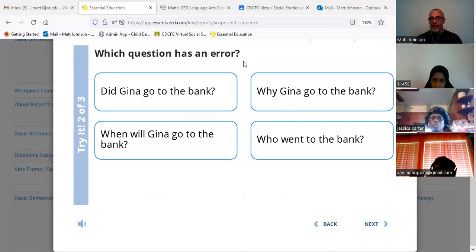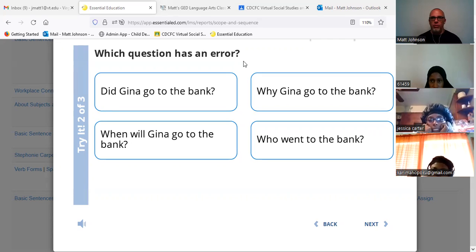Why Gina go to the bank? There's not enough information there. We could say, why should Gina go to the bank? Maybe somebody else should go. Why would Gina go to the bank? Maybe she doesn't have to go. Why did Gina go to the bank, right? Also asking, what was the reason for her to leave or need to go to the bank? Not enough information in that particular question, right? We don't know exactly what they're asking.